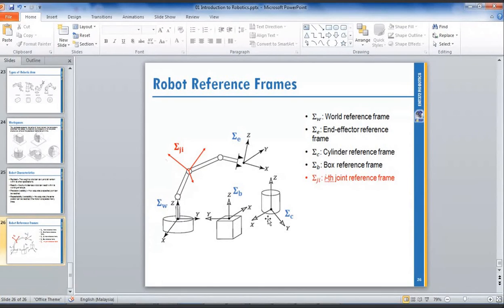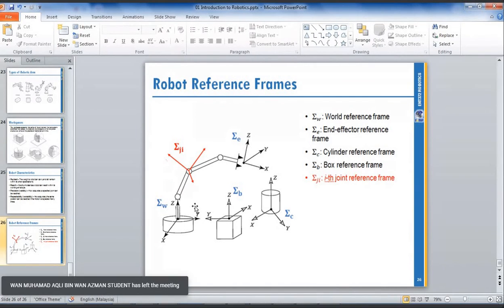Because other points' reference frames will move. This joint will move, this joint will move, this joint will move. So we cannot use a joint as your world reference frame. We must refer to the joint that is fixed, that does not move, in this robotic arm.